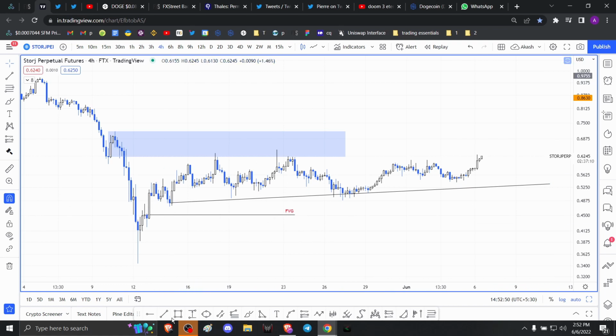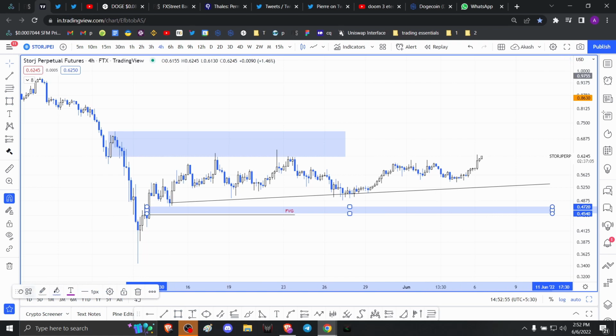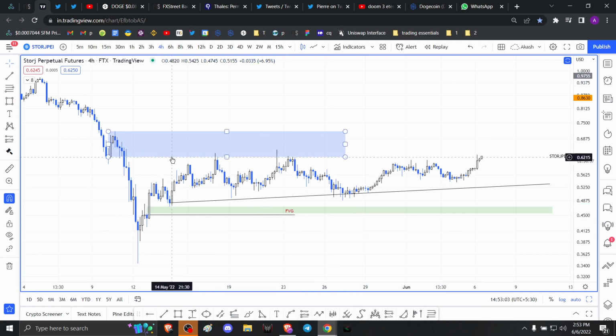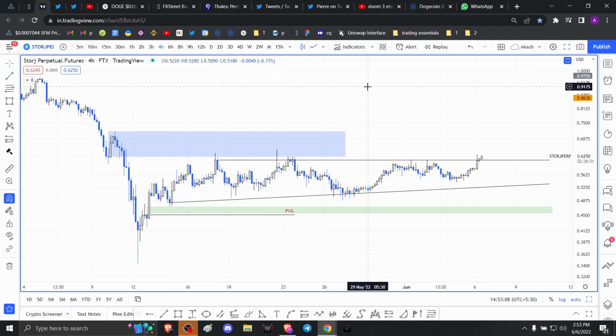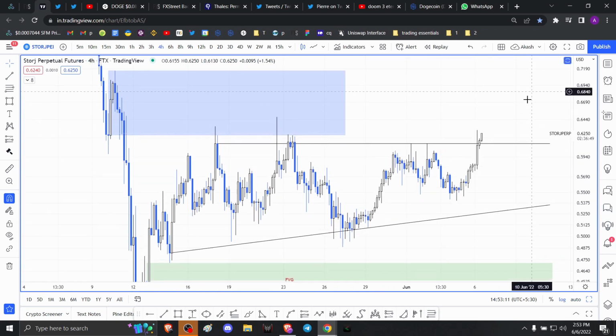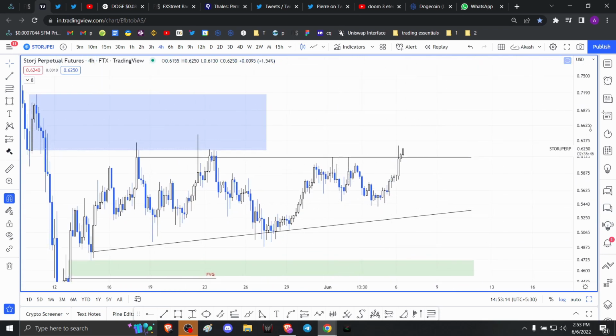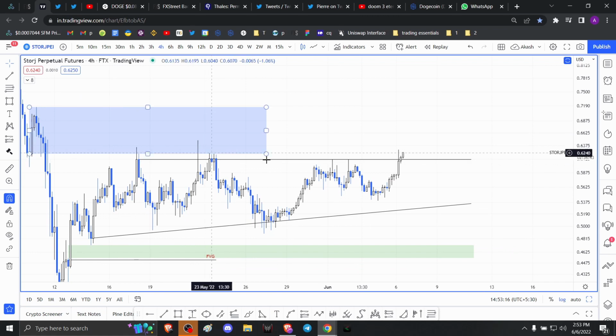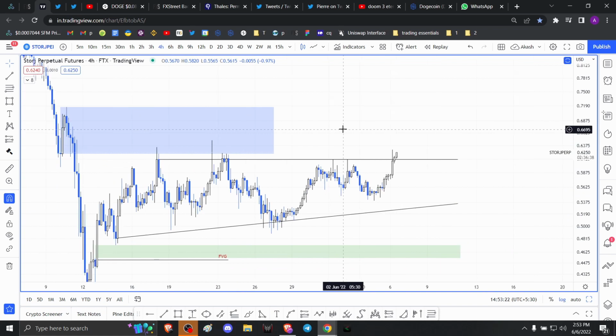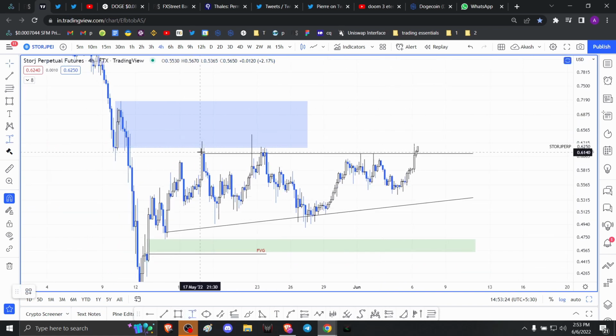Regardless, we still haven't filled the FVG that was formed here between these two levels, 0.45 and 0.472. There's still an FVG, right? So I am still expecting a drop in the price for STORJ. But as you can see here, this is an ascending triangle, which usually has a bullish outlook. And we have 1, 2, and 3 taps to the upside and 1, 2 to the downside, which satisfies all the conditions that it requires. So from a theoretical standpoint, you are looking at an ascending triangle that forecasts a 21% upswing.